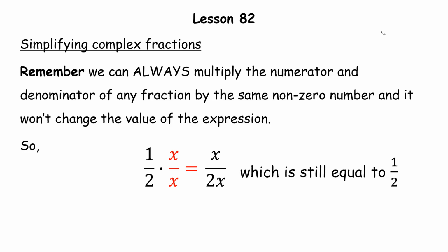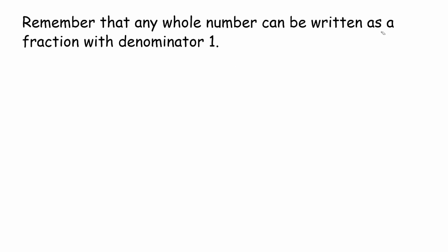So you can multiply the top and the bottom of any fraction by the same non-zero number, and it won't change the value of the expression. So that's a good thing. We're going to use that. Another thing to remember is that any whole number can be written as a fraction with denominator 1. So if you have 5, you can write it as 5 over 1. If you have 7, you could write it as 7 over 1. If you have x, you can write it as x over 1.